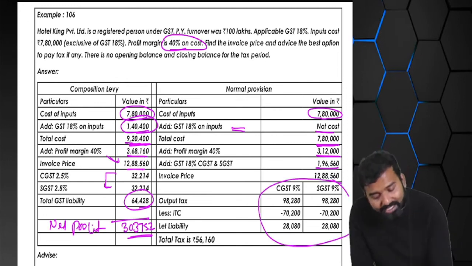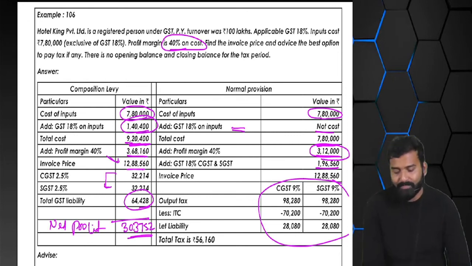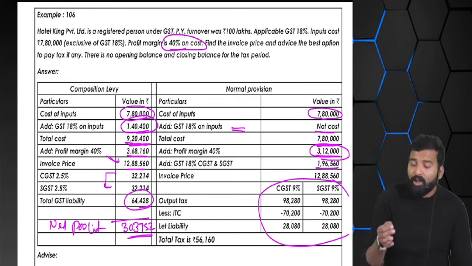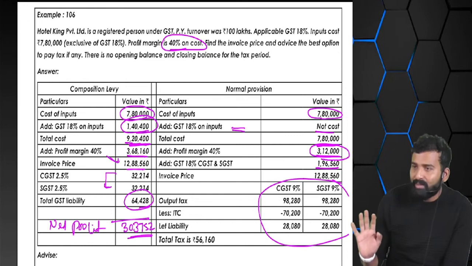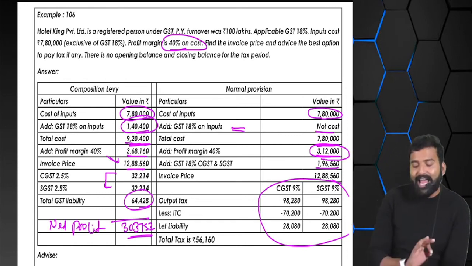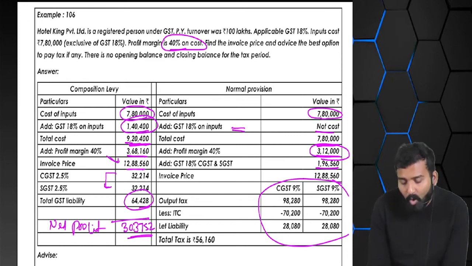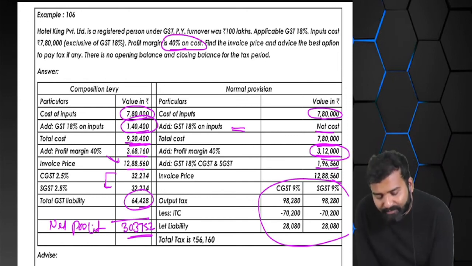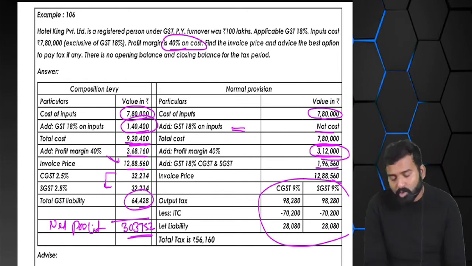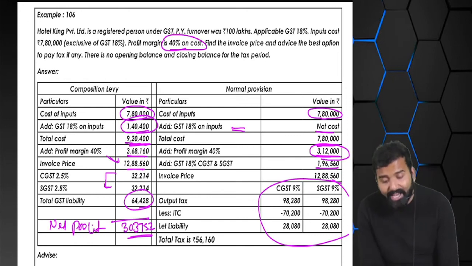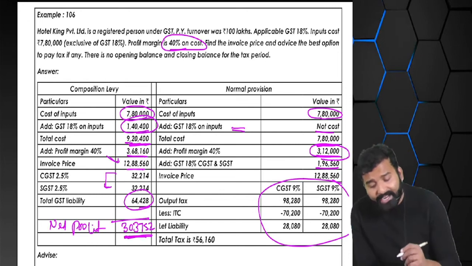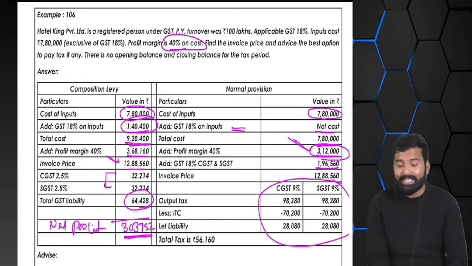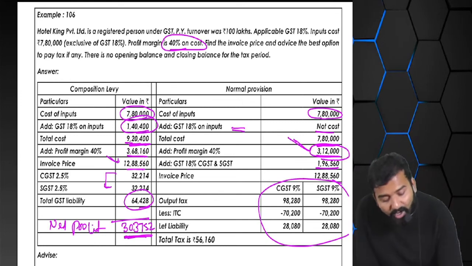The main point is his profit margin is 3,12,000. From this 3,12,000 he doesn't have to pay anything. Why? The reason is very simple: because he has already collected GST from customers separately. So he will not be paying anything. So here in the composition scheme, he is earning a net profit of 3,03,000 and in the regular scheme, he is earning a net profit of 3,12,000. So in this case, the regular scheme is beneficial.